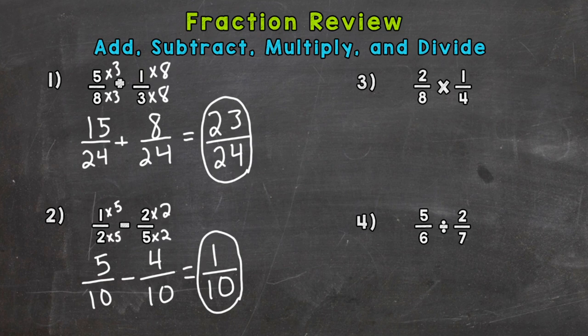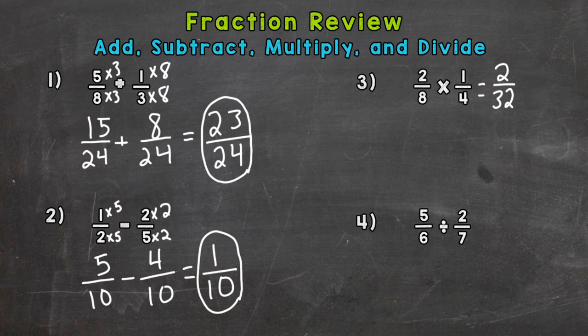Number 3, multiplying fractions. So with multiplying fractions, we do not need a common denominator. You actually just multiply straight across. So you go numerator times numerator and denominator times denominator. So 2 times 1 is 2. And 8 times 4 is 32. So that's our answer. Now this fraction can be simplified.